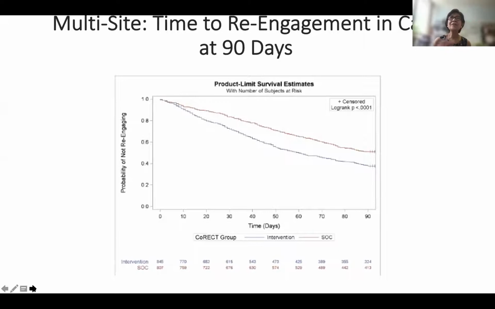Okay, so let's look at a little bit more time to re-engagement. So all the sites had better re-engagement at 90 days. And this is just a Kaplan-Meier graph of the intervention. This is the DIS in blue compared to the standard of care. And clearly, this is the probability of not re-engaging. So this is a little flipped backwards, but clearly for the intervention, the DIS, the probability of not re-engaging was better than the probability of not re-engaging for the standard of care.